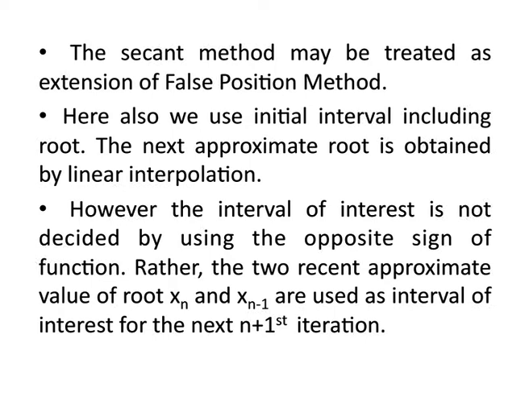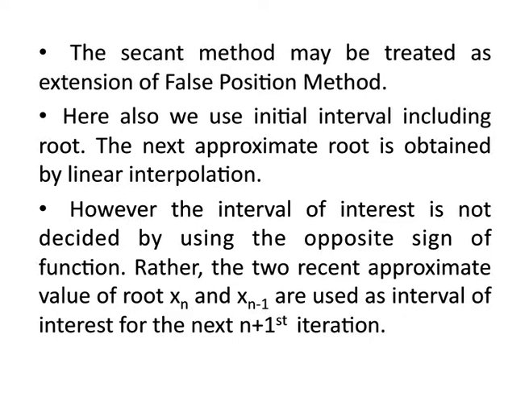So, the secant method is an extension of the false position method. We again start with the initial interval including the root as the initial approximation, and the next approximate root is calculated by using linear interpolation as we do in the false position method. However, the difference between the secant method and the false position method is that the next approximate root or the next interval of interest is not decided by the sign of the function.